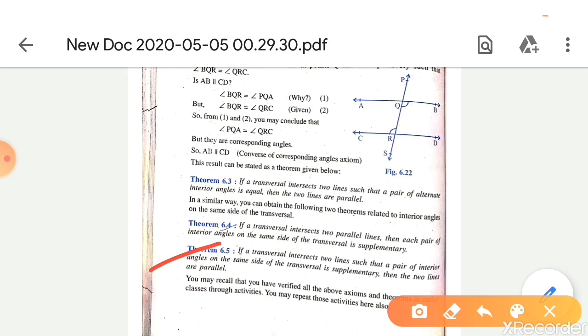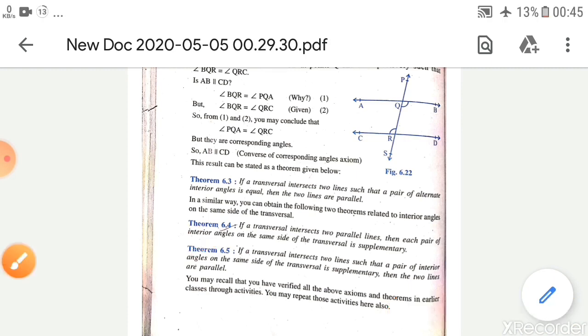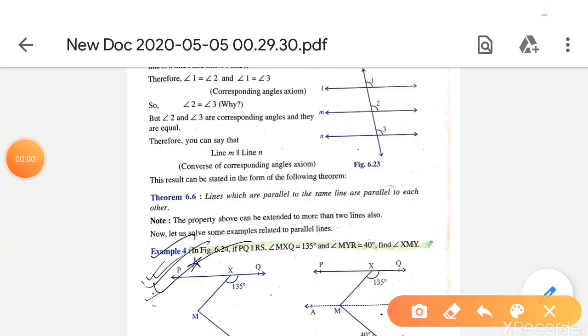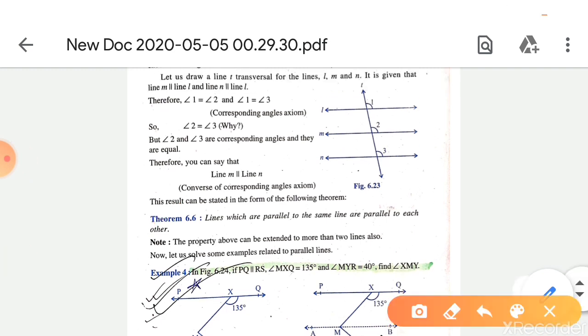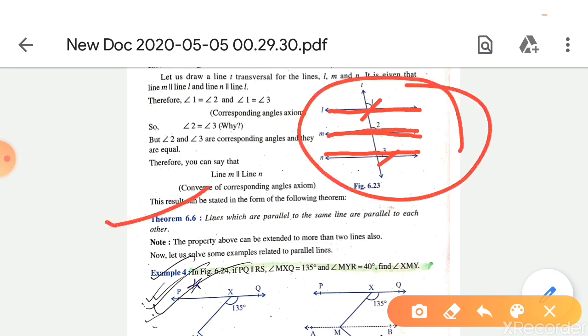Theorem 6.5 is nothing but the reverse of 6.4. Now everyone see theorem 6.6. Lines which are parallel to the same line are parallel to each other. Suppose in the figure this L line is parallel to this M line, and this M line is parallel to this N line. So we can say that this N line is also parallel to this L line. Okay. So this is theorem 6.6, an important theorem.